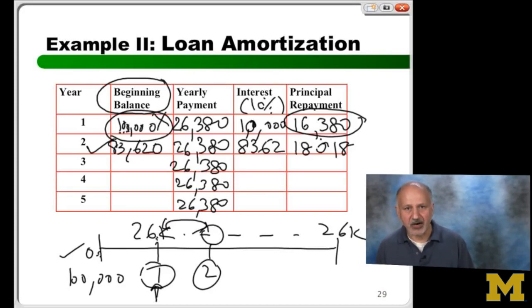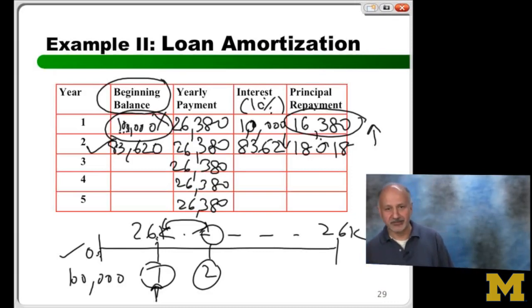And so how do I know that? I know that 18 plus 8 has to add up to 26, because 26 is what I paid again at the end of year 2. So at the end of the year 2, what is happening? My interest rate is going down, but my repayment rate is going up. And this is needed for you to repay the loan, right?